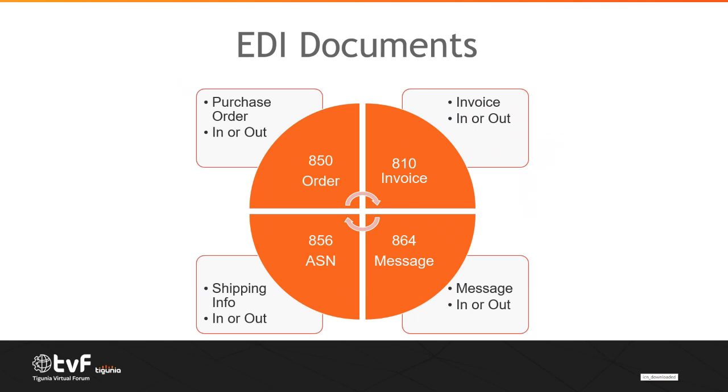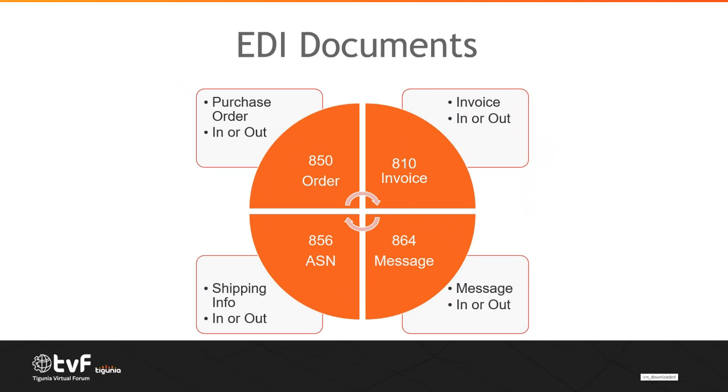So if you're receiving a purchase order from your customer, you'll be creating a sales order in your system. If you want to send out a purchase order to your vendor, then you will send out an 850 for them. So the 850 is the same document, inbound or outbound, but depending on who generates it, the perspective is different. The 810 is the same principle. It's an invoice, in or out. Is it a sales invoice or is it a purchase invoice?